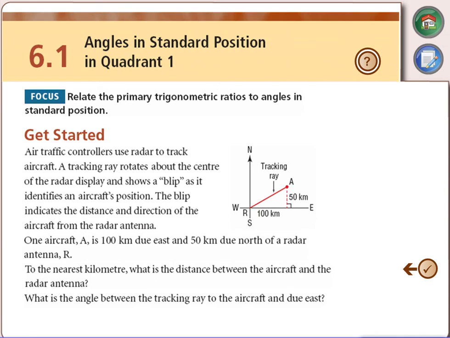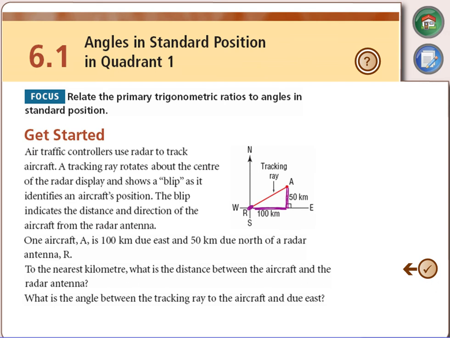Air traffic controllers use radar to track aircraft. A tracking ray rotates around the center of a radar display and shows a blip as it identifies an aircraft's position. The blip indicates the distance and direction of the aircraft from the radar antenna. Radar antenna, right in the center. One aircraft is 100 kilometers due east and 50 kilometers due north. Okay, so to the nearest kilometer, what is the distance between the aircraft and the radar antenna?